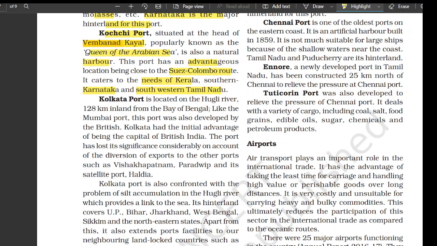Kolkata port is located on the Hooghly River, 128 kilometers inland from the Bay of Bengal. Like the Mumbai port, this port was also developed by the British. Kolkata had an initial advantage of being the capital of British India. The port has lost its significance considerably on account of the diversion of exports to other ports such as Vishakhapatnam, Paradip, and its satellite port Haldia.